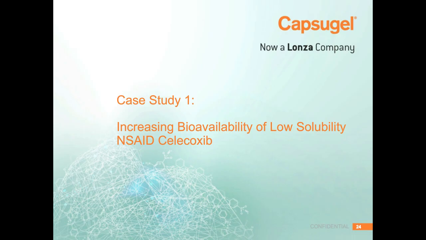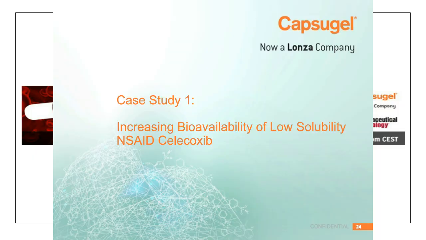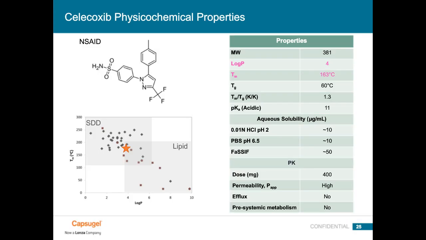So I'm going to shift now to talk about a couple of case studies. The first case study I'm going to briefly talk about is increasing the bioavailability of a low-solubility NSAID, celecoxib, which goes under the trade name Celebrex. Celecoxib is a compound with a moderate melting point, relatively low molecular weight, and moderate to high log P, around log P 4.